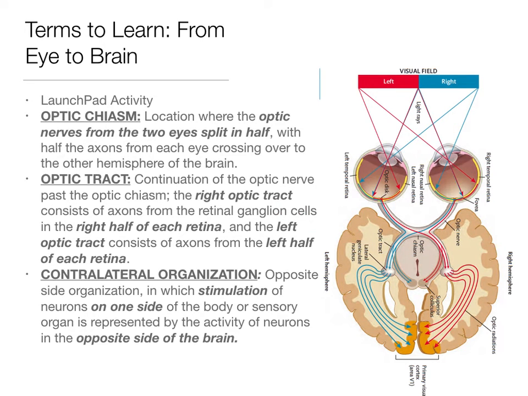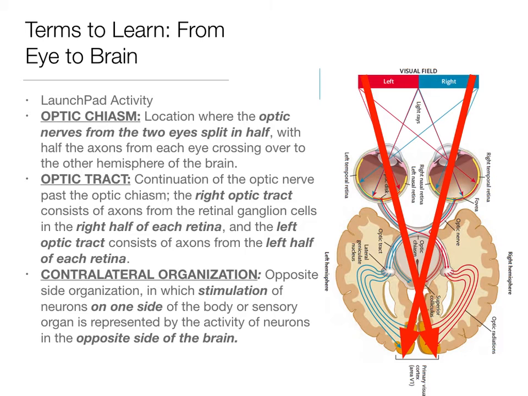And again, remember we have contralateral organization. That means that the information from the left visual field ends up at the right area of the cortex, and we will see information from the right visual field go to the left side of the brain. Now again, this is not necessarily just eyes. This is talking about visual fields.